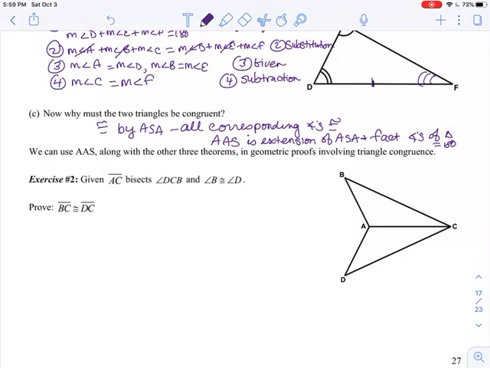All right, so here's our next proof that we're going to do. We have statements on the left, reasons on the right.